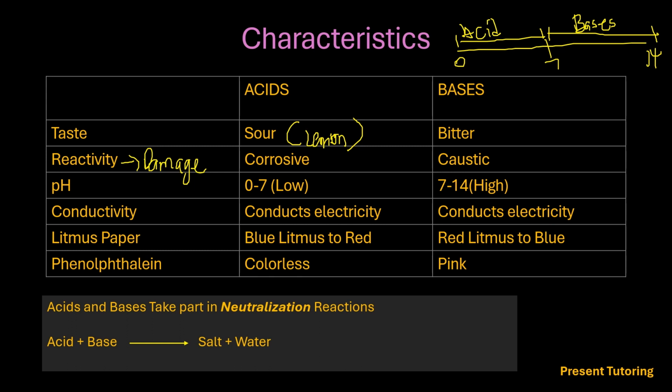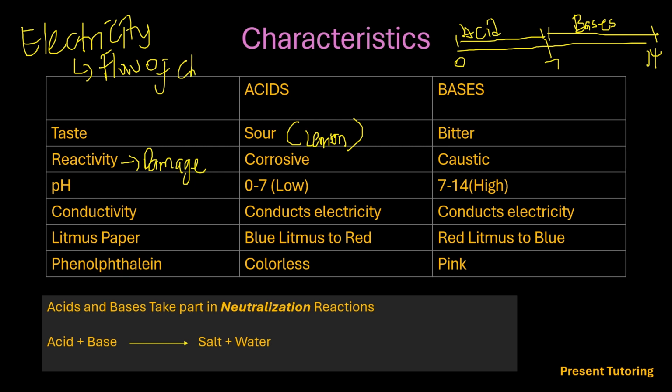And then in terms of conductivity, both acids and bases are able to conduct electricity, because electricity is all about flow of current. So electricity, that is flow of charge. Because both acids and bases are able to ionize to make ions, these ions can move, and the movement of the ions causes electricity.